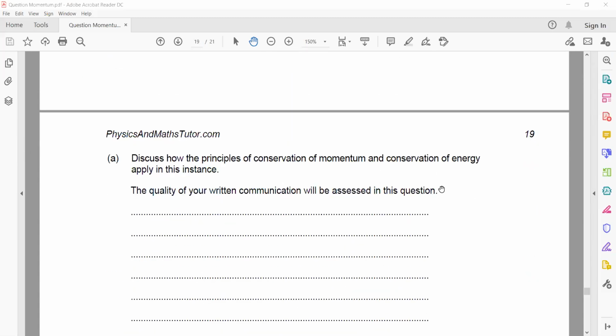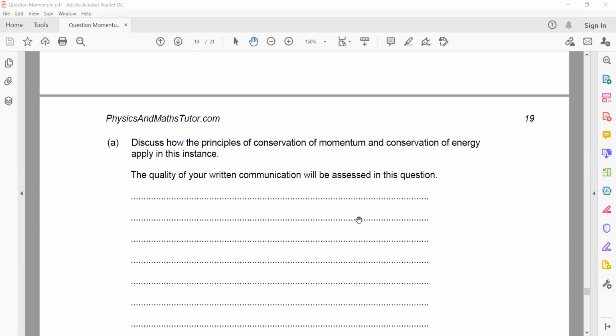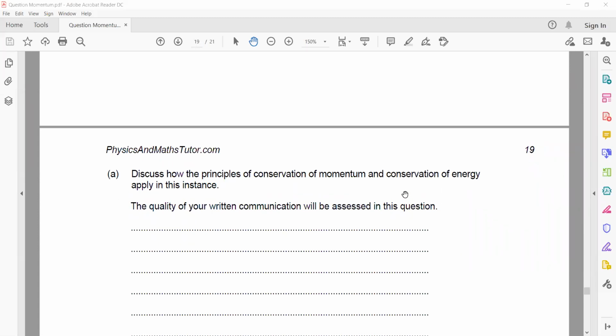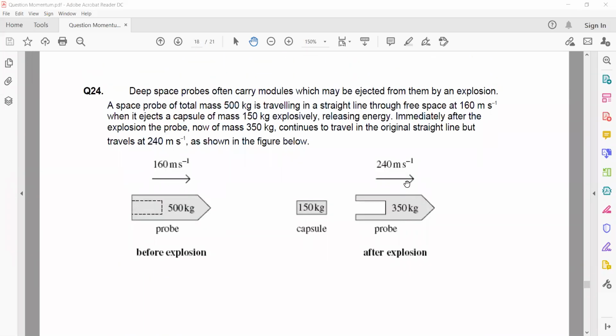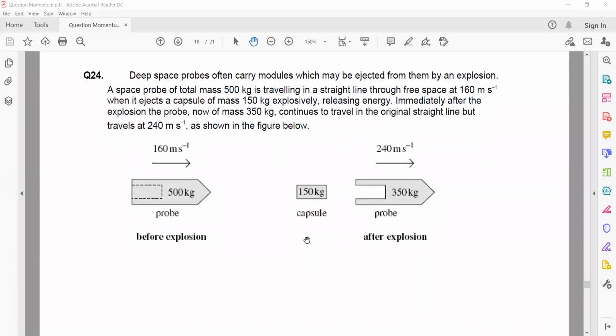Discuss how the principle of conservation of momentum and conservation of energy apply in this instance. The quality of your written communication will be assessed in this question. So basically, first thing, the momentum before the collision should be equal to the momentum after the collision, for conservation of momentum.